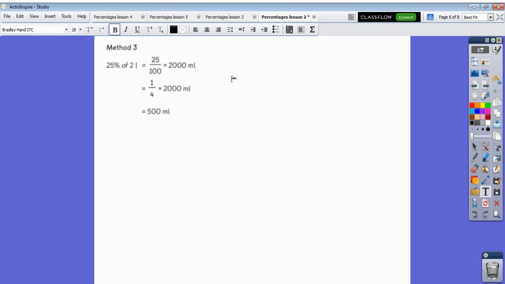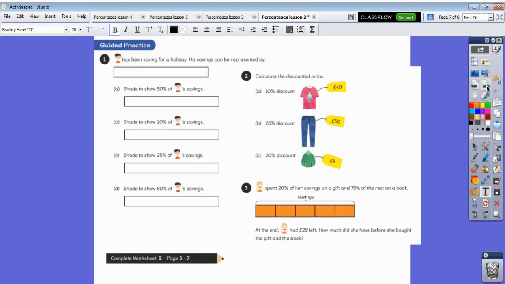The final way you could do it is like this. 25% as a fraction is the same as 25 over 100 or a quarter. So you could multiply the fraction by 2,000. And when we multiply by a unit fraction, we just divide by the bottom, which would be 500 mil, because 2,000 divided by 4 is 500. So there are 3 ways of calculating it.